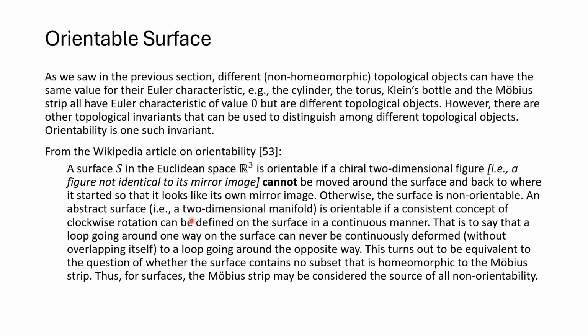So an abstract surface, a two-dimensional manifold, is orientable if a consistent concept of clock rotation can be defined on the surface in a continuous manner. That is to say that a loop going around one way on the surface can never be continuously deformed without overlapping itself to a loop going around the opposite way. This turns out to be equivalent to the question of whether the surface contains no subset that is homeomorphic to the Mobius strip. Thus, for surfaces, the Mobius strip may be considered the source of all non-orientability.